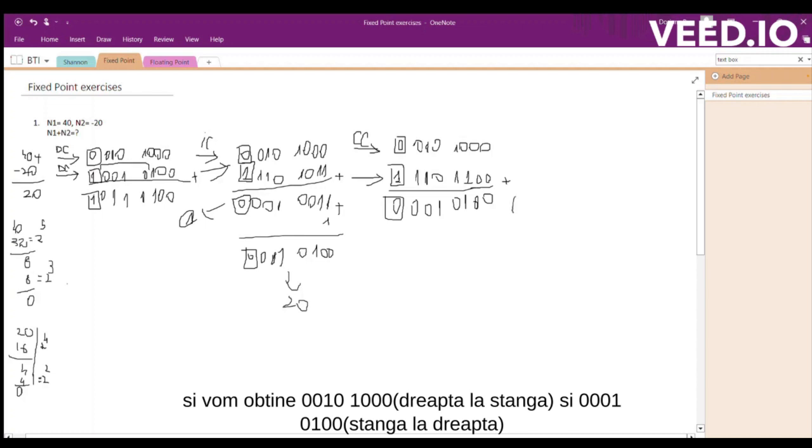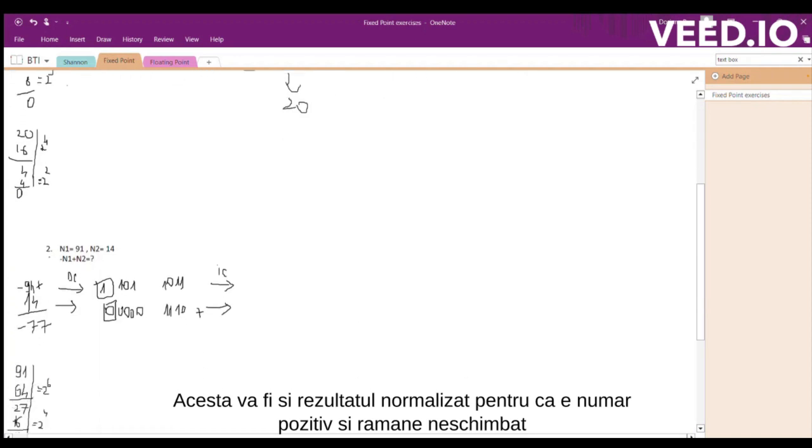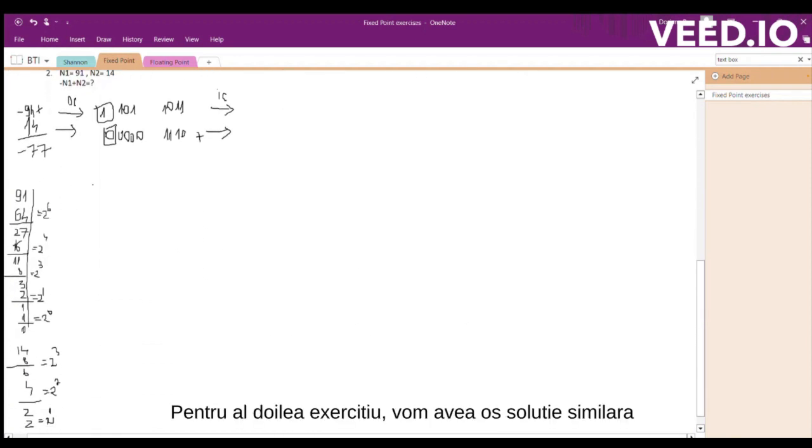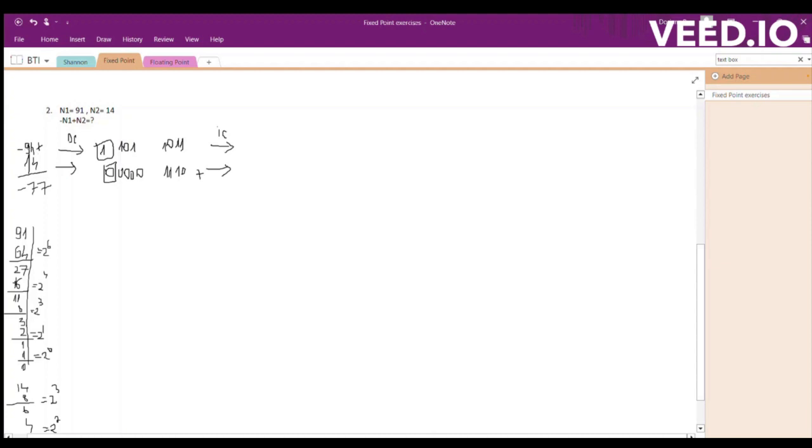And this will also be the normalized result, because it's a positive number, it has a positive sign, so this means that the result remains unchanged. For the second exercise, we will solve it in a similar way. We have negative 91 plus 14.